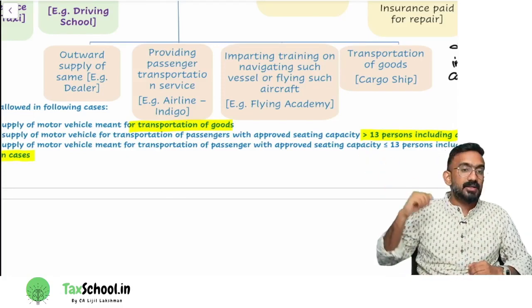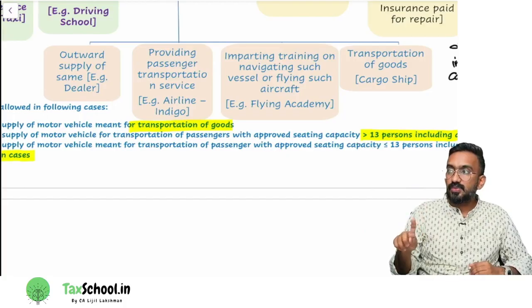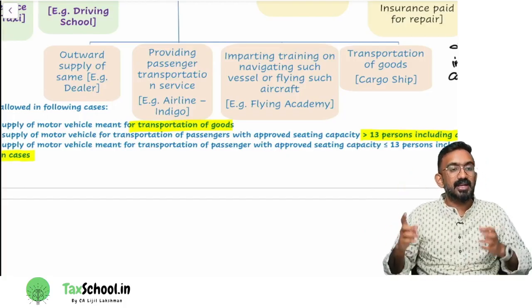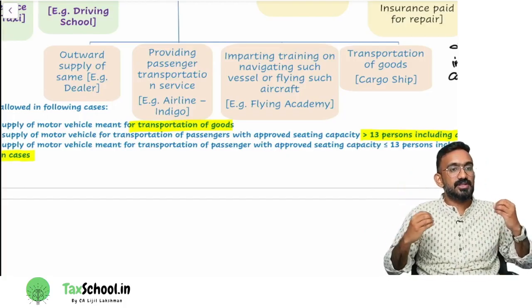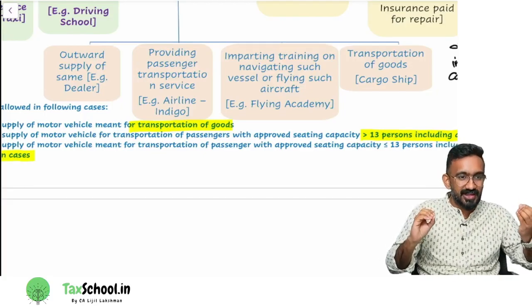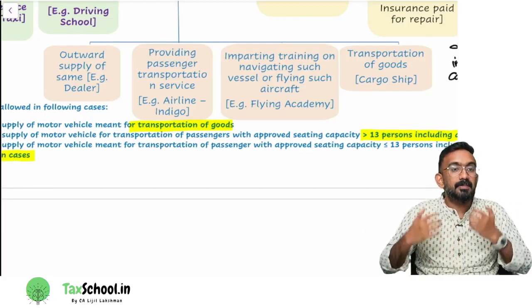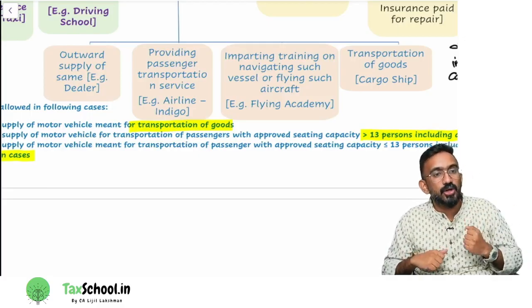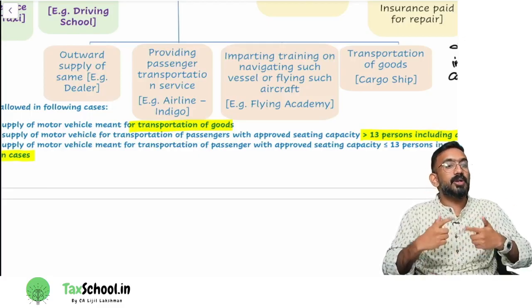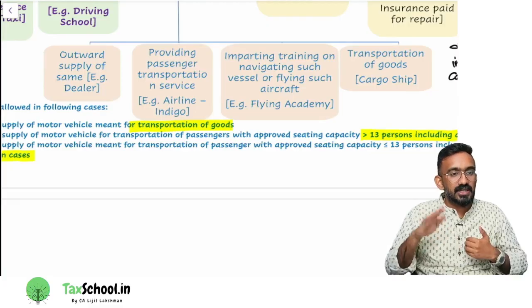Imparting training on navigating such vessel or flying such aircraft. I'm a flying academy. Say there is this Tamil movie called Soorarai Pottru, right? In that movie, Surya is trying to become a pilot initially. That pilot academy is purchasing a helicopter to teach people how to fly. Can they take input tax credit? Yes, that's an exception.